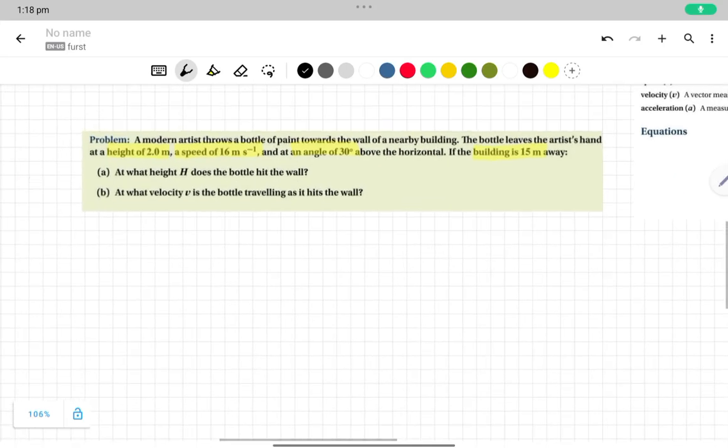Alright, let's attempt this problem. A modern artist throws a bottle of paint towards the wall of a nearby building. The bottle leaves the artist's hand at a height of 2 meters, a speed of 16 meters per second, and at an angle of 30 degrees above the horizontal.